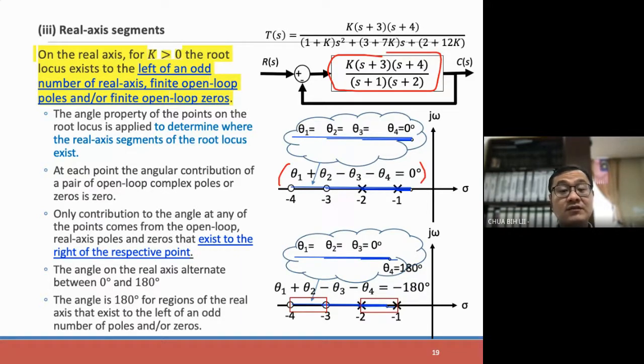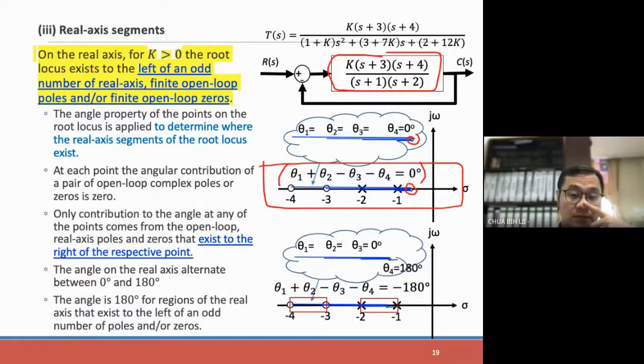So these angles give us 0. This angle gives us 0 because we just take the initial point, our test point over here, right? Just take a random point to test, along the real axis. We only consider the real axis segment, it's easier. So you just randomly put the test point over here, over here, over here, and over here. You just try it on your own at home, so that you can see.